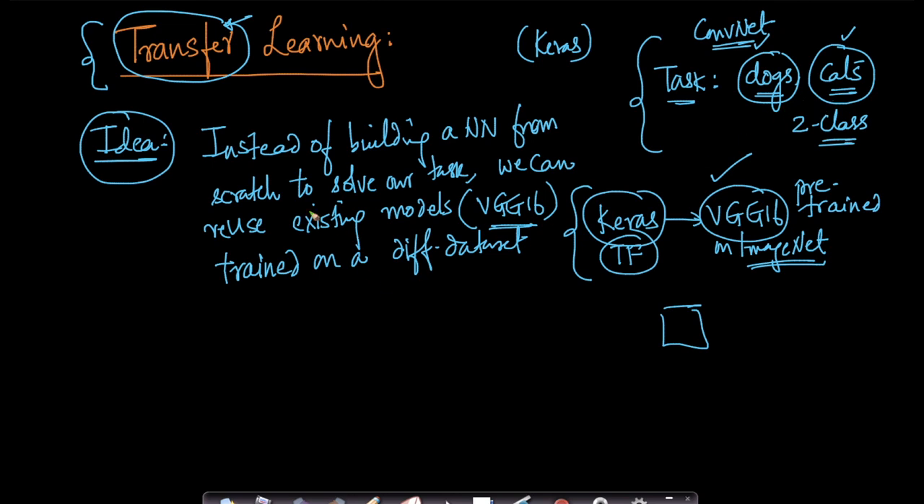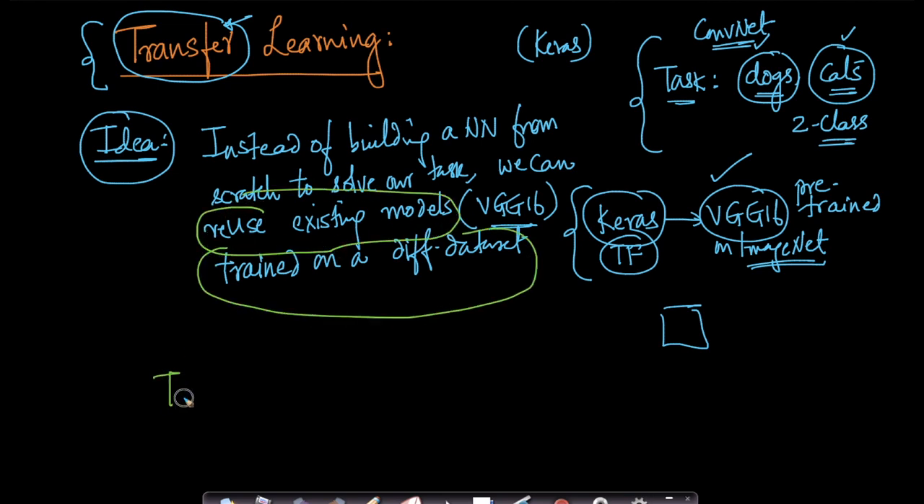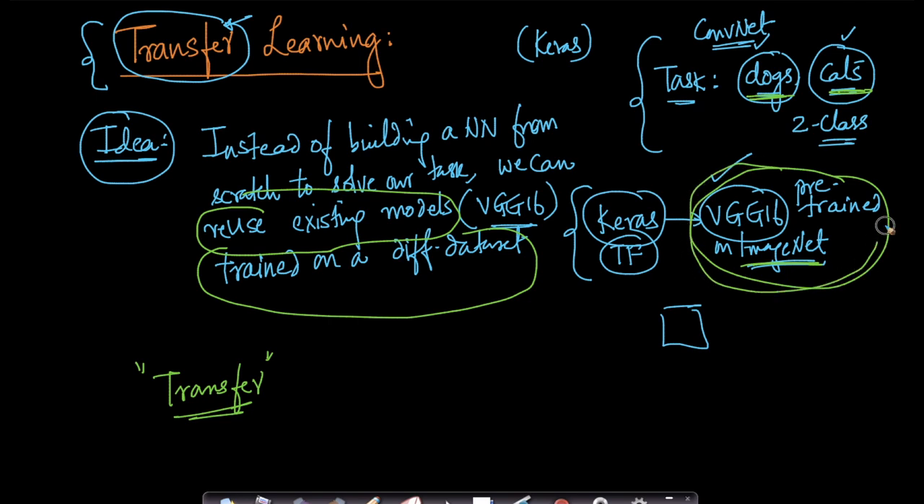So the core crux idea here is, instead of building a neural network from scratch, can I reuse existing models trained on different data sets? Can I transfer my learnings, the model that I learned on one data set, to a different data set to solve a different task altogether? My task could be dogs versus cats. The ImageNet task is like you have thousands of categories and you're trying to detect whether an image has an object of a specific category or not. It's called transfer learning because you're taking the model that is trained on a different data set and transferring this knowledge to solve a completely different task.